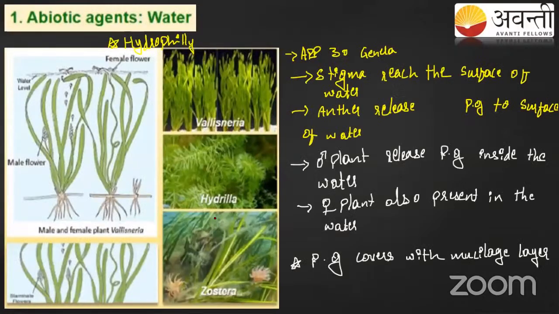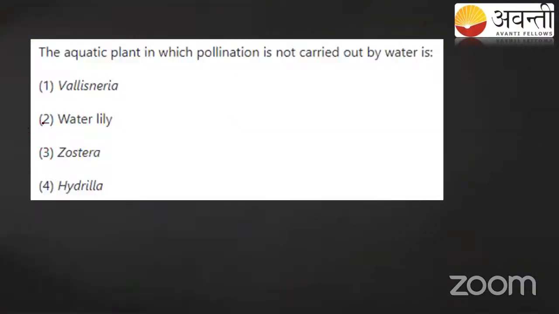See, in the previous image you can see Vallisneria, hydrilla and zostera. These three plants are going to pollinate with the help of water, not the water lily. Okay.